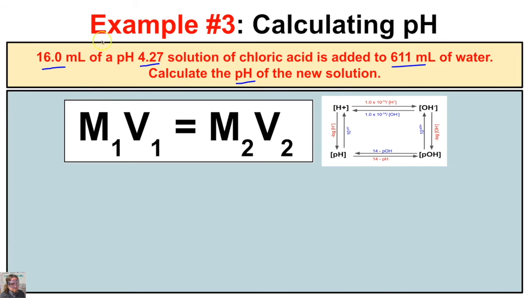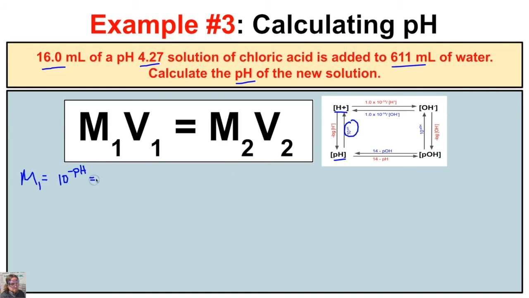So if you take a look here, our concentrated solution apparently is 16.0 milliliters in volume, and it has a pH of 4.27. So from this, we can extract M1 and V1. So let's do that. M1 is going to be equal to 10 to the negative pH. If we know the pH and we want to figure out the amount of H plus ions, we simply do this.